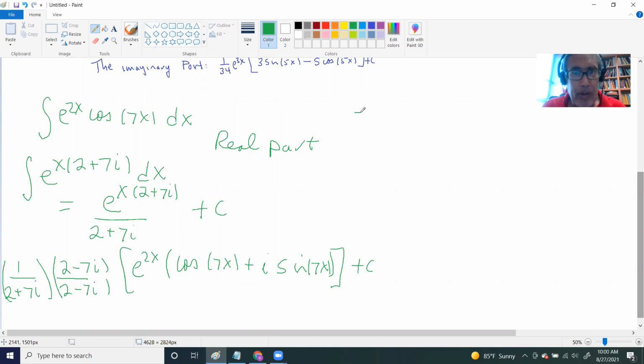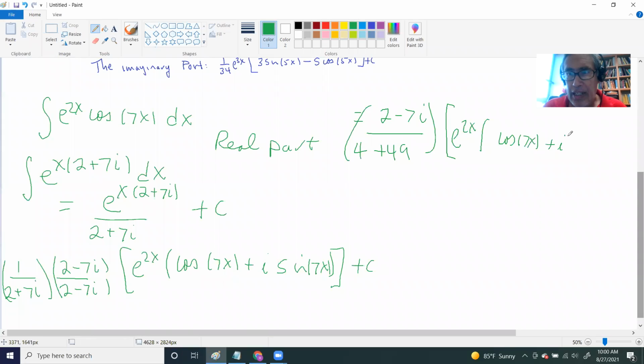This is all equal to, up top, 2 minus 7i. The bottom, well, 2 times 2 is 4, and you're really just summing the squares, 4 plus 49, because the stuff with the i is going to cancel by design. And then we have e to the 2x, and then cosine of 7x plus i sine 7x plus c. Then when we do the multiplication, it's 1 over 53, e to the 2x.